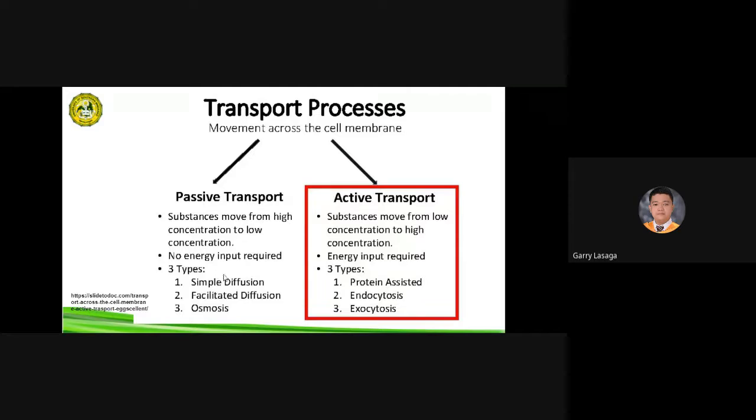We have the simple diffusion. Simple diffusion is true for lipid-soluble molecules. Facilitated diffusion can be applied, for example, to the ions and other polar molecules. Osmosis is for water. Active transport examples are protein-assisted or carrier-mediated protein transport. For example, we have the sodium-potassium pump, endocytosis, and exocytosis.